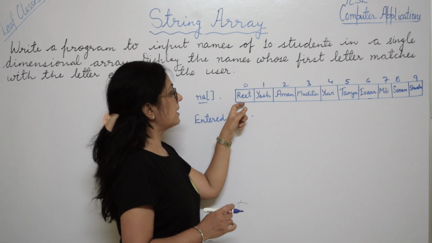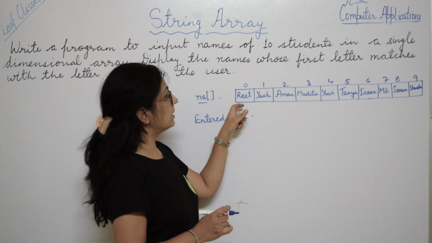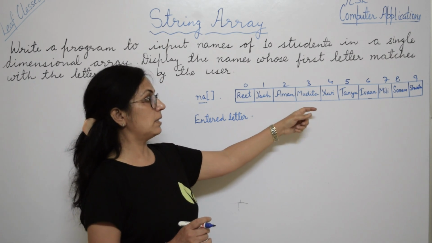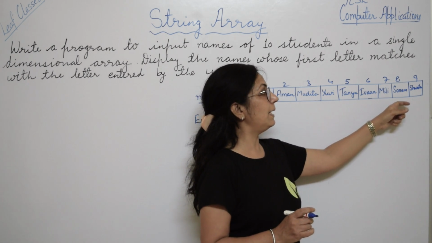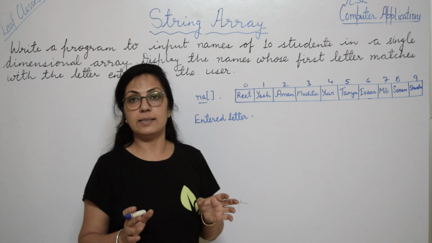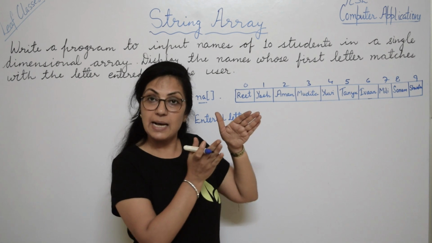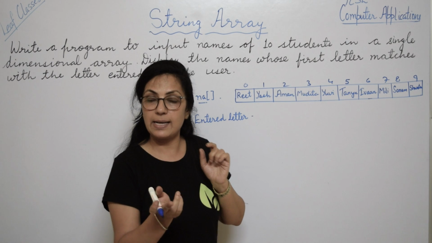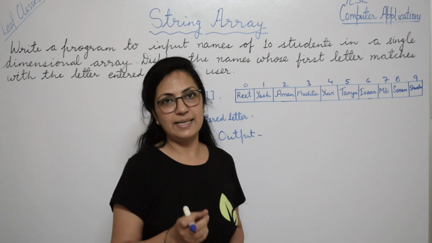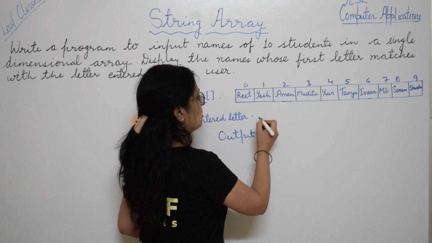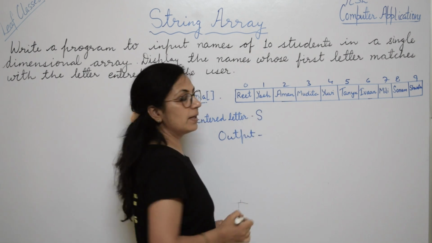So here the names are there. Suppose the user has entered Reet, Yash, Aman, Mudita, Yuvi, Tanya, Ivan, Millie, Sonam, Shweta, like this. Now first you have to input the array elements. After entering this, what will you ask the user? You will ask for the starting letter. Now suppose the user says S, right?